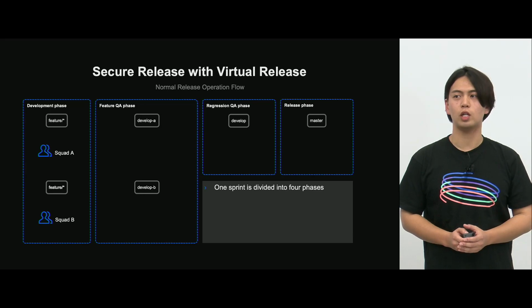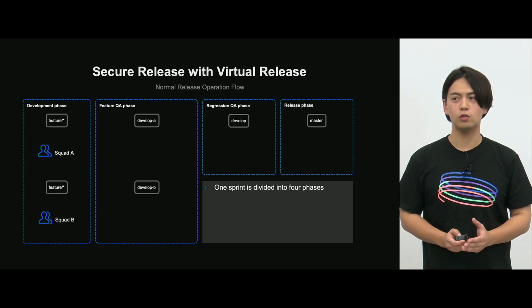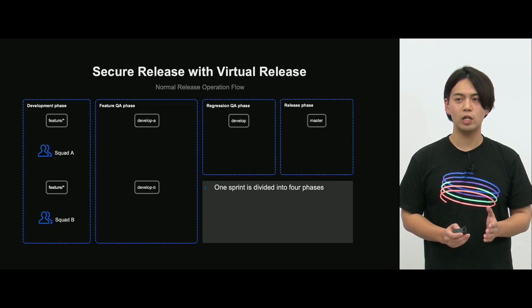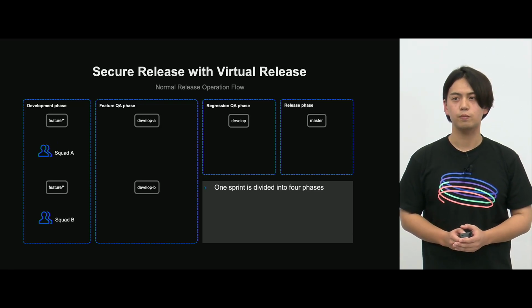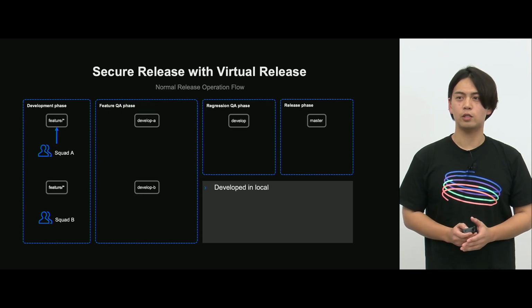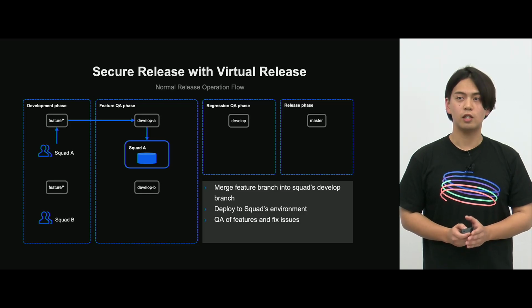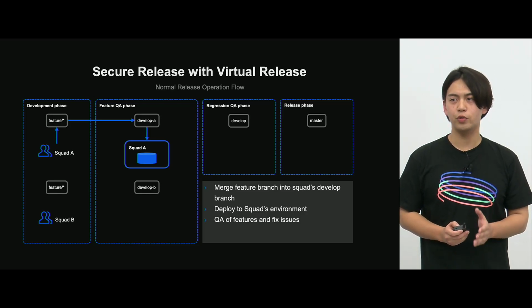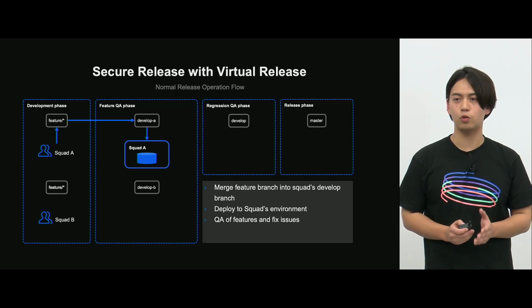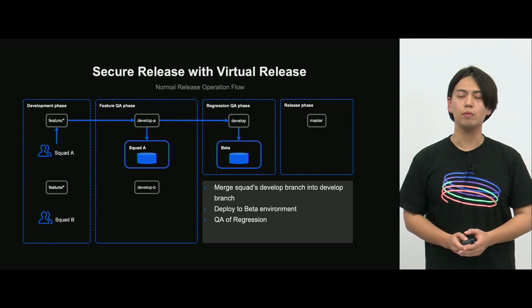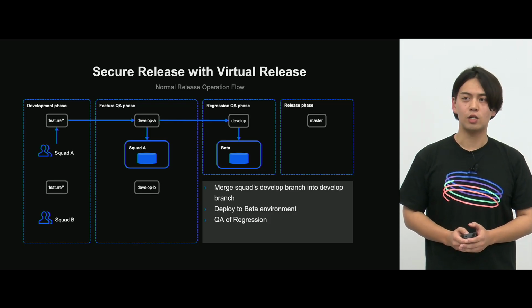One sprint can be divided into 4 phases in the development. From left to right: the development phase to implement functionality, the functional QA phase to make sure that functionality is implemented, the regression QA phase, and the production release phase for the final confirmation. Now, with the feature branch, we start the development, and after it's done, the squad development branch is merged and then deployed to the squad test environment, and the functional QA test is performed.